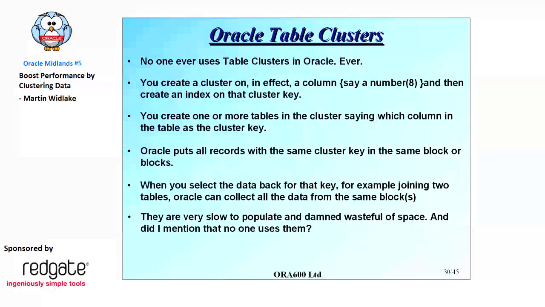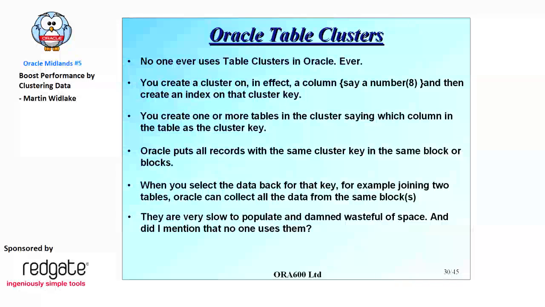You create a cluster and you give it a cluster key, for example, a number. Then you have to create an index on that cluster. It doesn't do it automatically for you, which is annoying. Then you create one or more tables and stick them into that cluster, and when you do, you just say which column is going to be used as a cluster key. So you can quite easily see that you might use an order ID or person ID. What is the point of this?